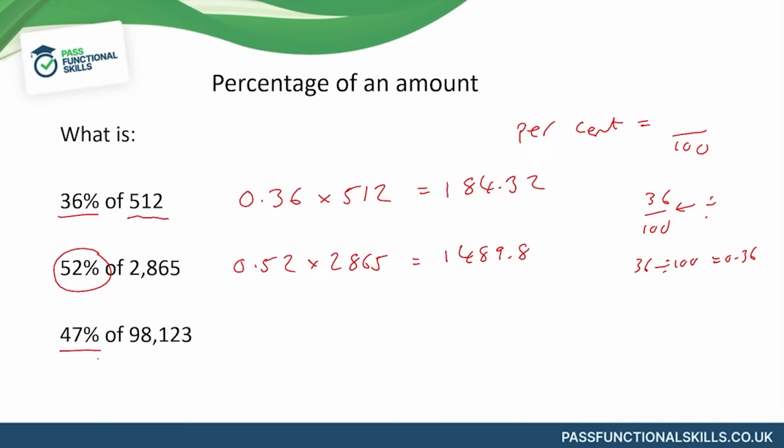98,123, well, the percentage multiplier for 47% is this number here divided by 100. You're probably not even going to think of it as 47 divided by 100. It's simply 0. and then your 47, multiplied by 98,123, and 0.47 multiplied by 98,123 comes to 46117.81.